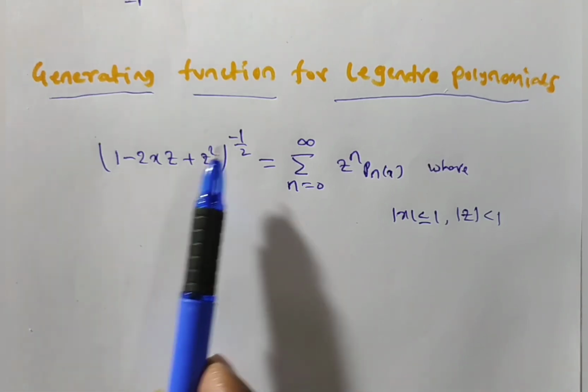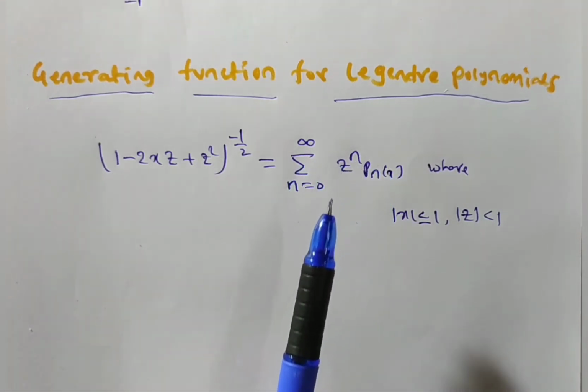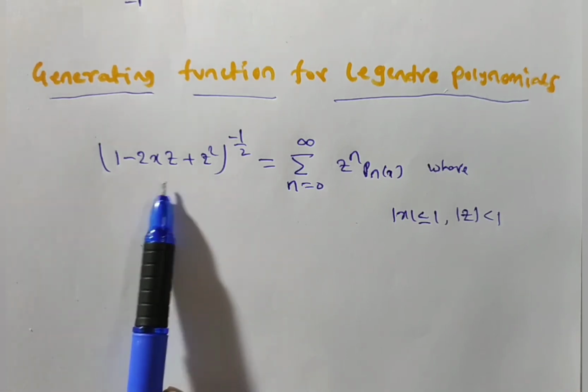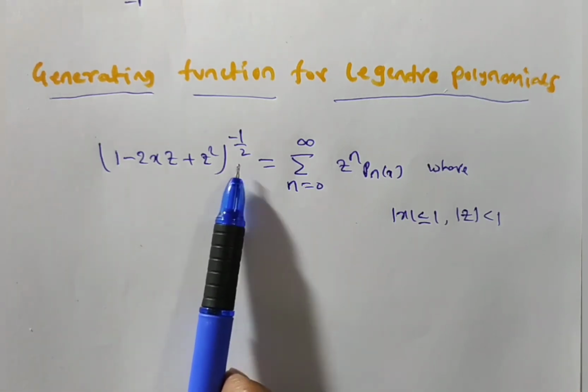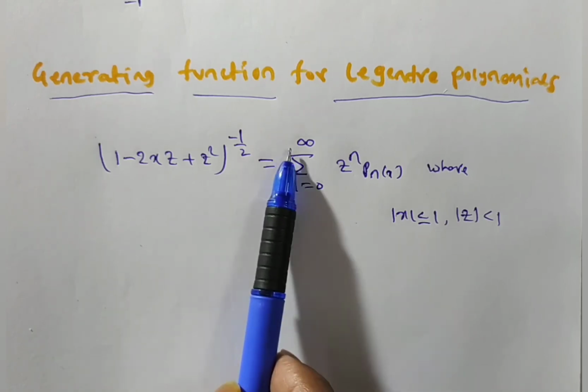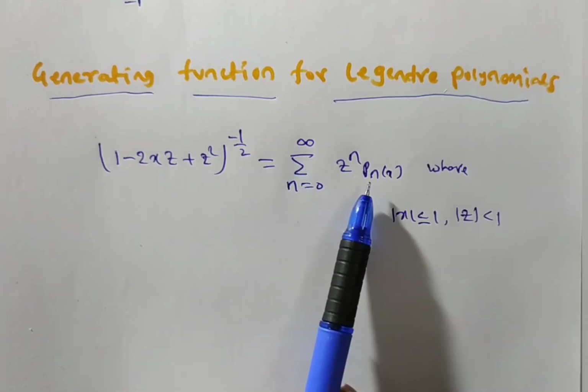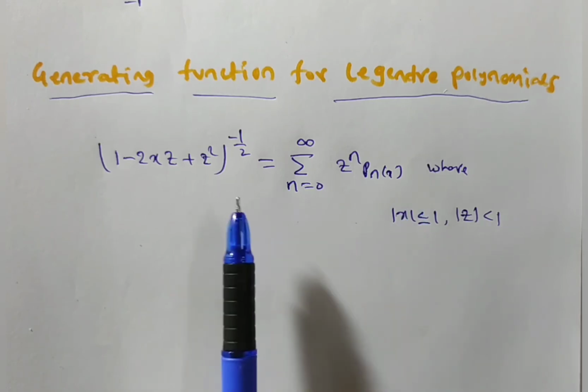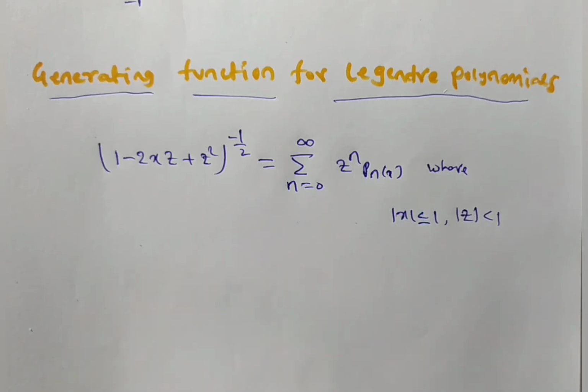The generating function for Legendre polynomials is (1 minus 2xz plus z square) whole to the power of minus 1 by 2 is equal to summation n is equal to 0 to infinity z to the power of n into Pn of x. Friends, from this we will find out the sum of the values.